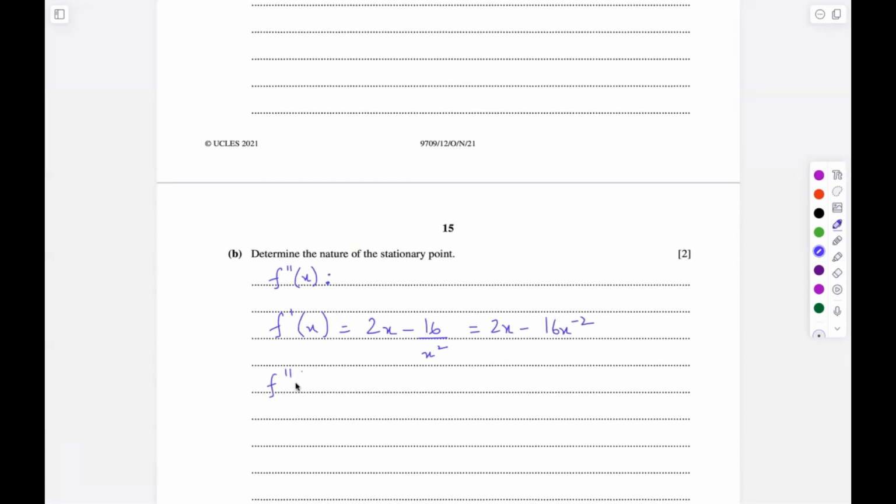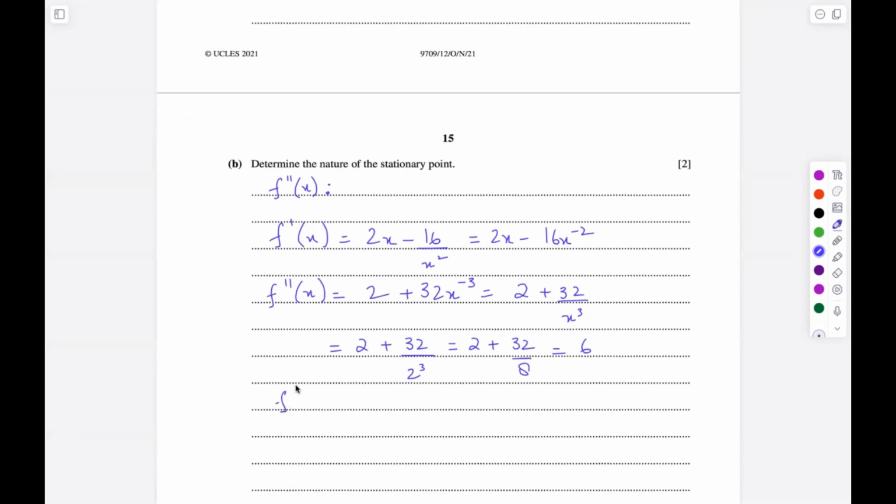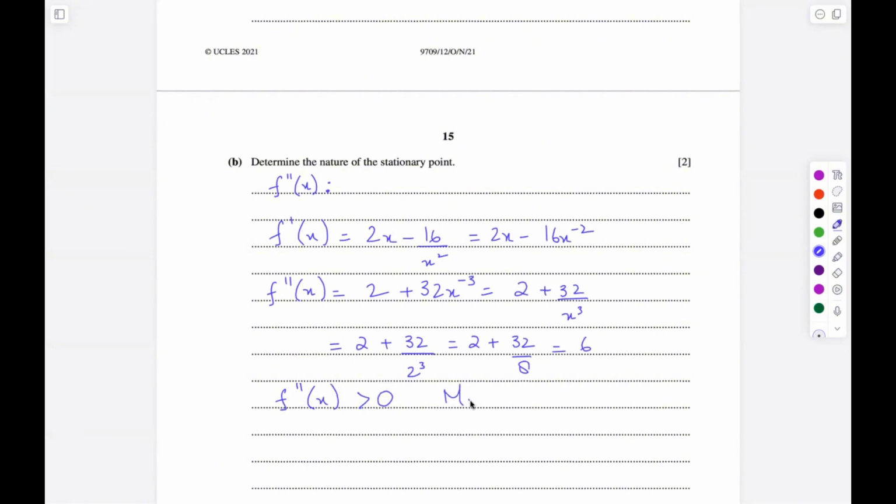And then differentiating this, the derivative of 2x will be 2, minus 2 into 16, minus 16 will be a plus 32, x to the power minus 3. So we can write it as 2 plus 32 upon x cube. Now the value of x was 2, so substituting 2 in place of x, we'll get 2 plus 32 upon 2 cube, which will be equal to 2 plus 32 upon 8. 32 upon 8 is 4, so this will be 6. As f double dash of x in this case is greater than 0, we will say that it will be a minimum point.